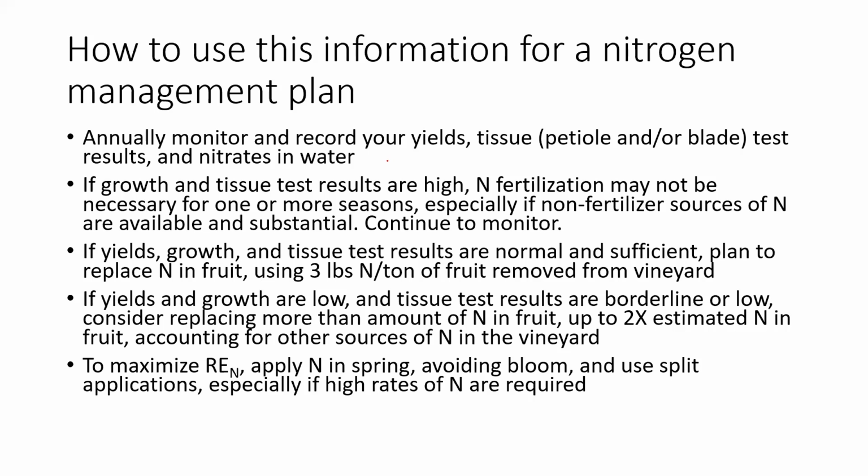If yields and growth are low and tissue test results are borderline or low, consider replacing more than the amount of N in the fruit, up to 2 times that estimated N in fruit, accounting for other sources of N in the vineyard. And to maximize recovery efficiency, apply N in the spring, avoiding bloom. I would bracket bloom basically, and use split applications, especially if high rates of N are required.